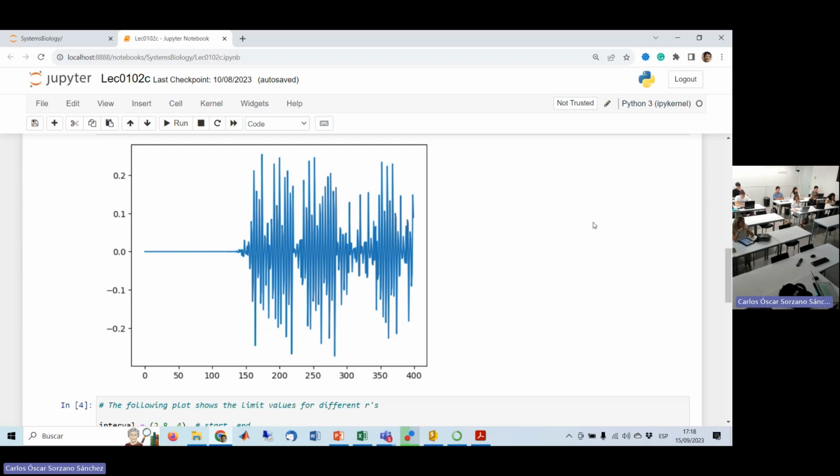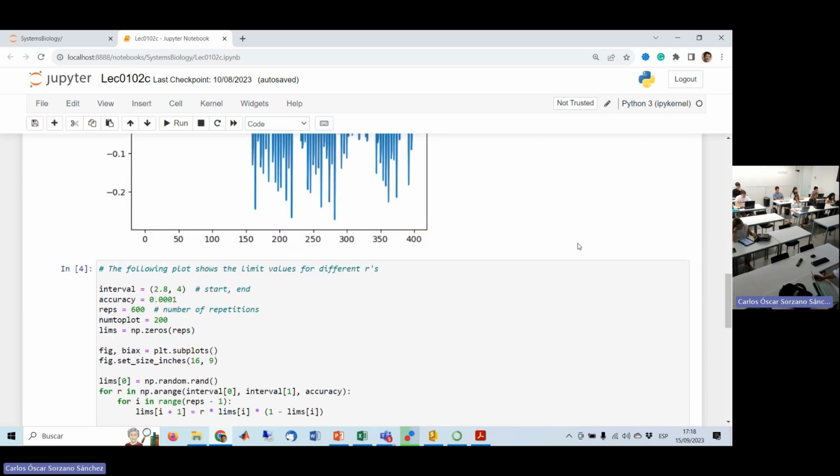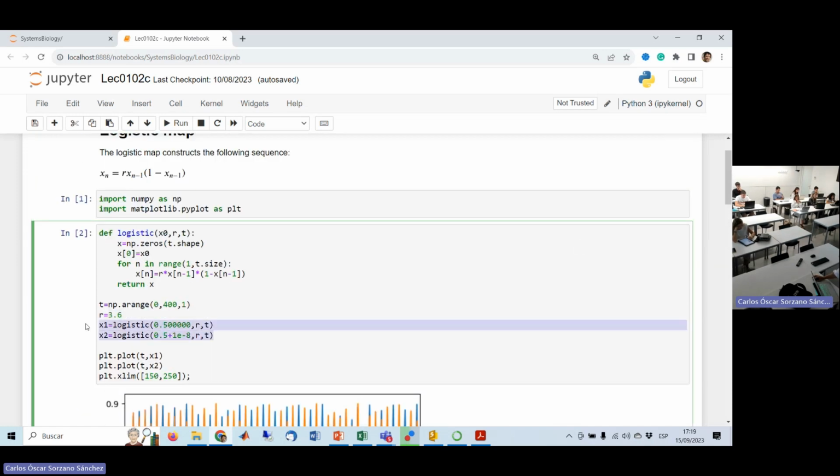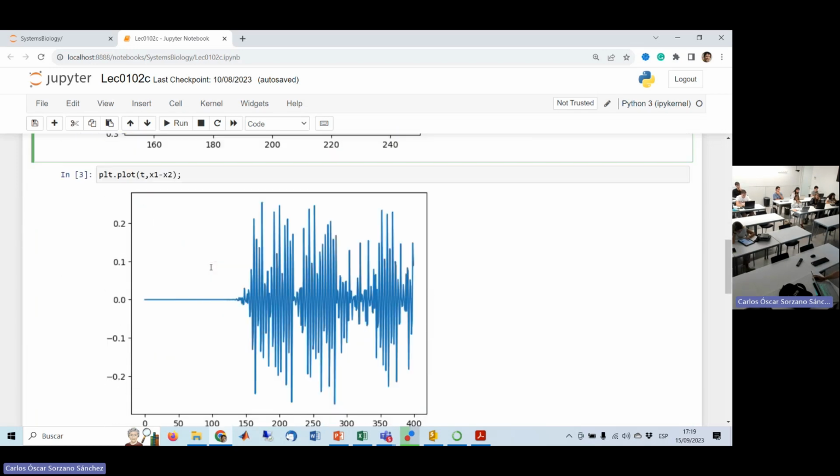This kind of behavior is called chaos. Chaos is when two different initial conditions that are very close to each other result in solutions that are very different from each other, even if the initial conditions are exactly the same or almost the same. Many systems have shown this chaotic behavior.